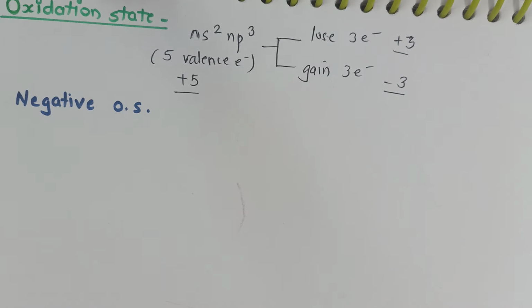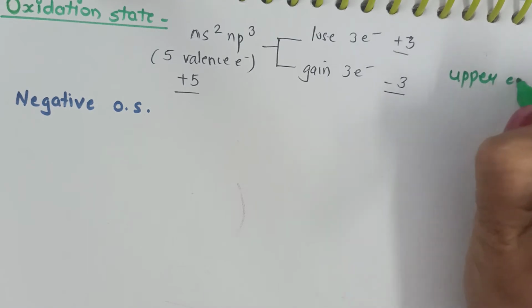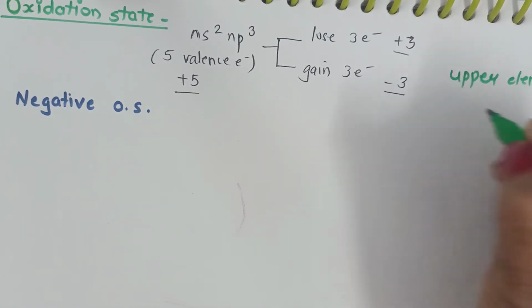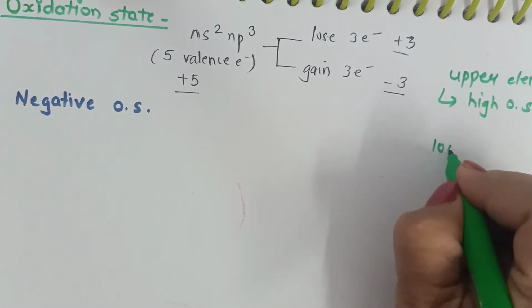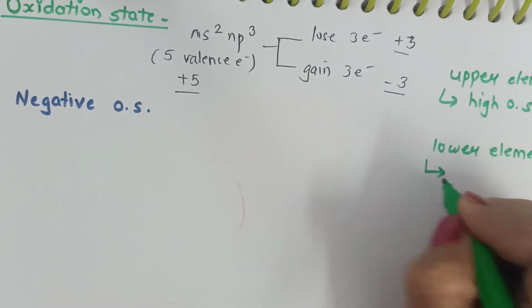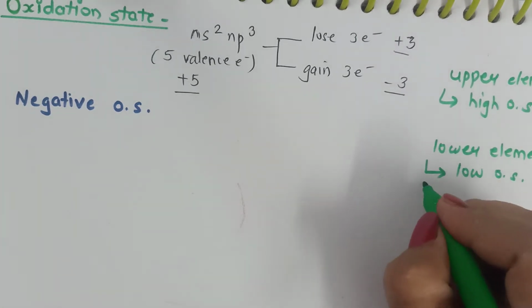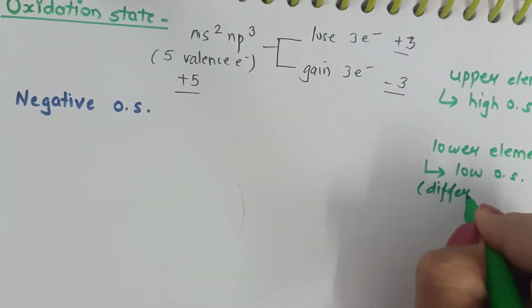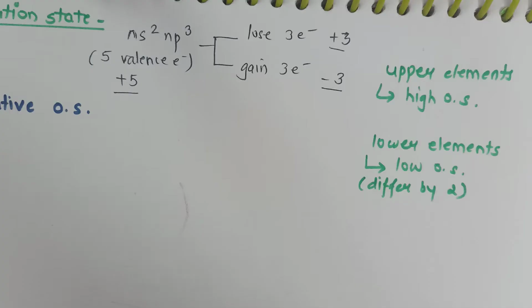In this video, I will be sharing certain tricks also. So the first trick is that for any group in P block, the upper elements always show a high oxidation state, and the lower elements of a particular group in P block show a lower oxidation state. And this lower oxidation state generally differs by a unit of 2. Why? Because they will be losing these ns2 electrons also.